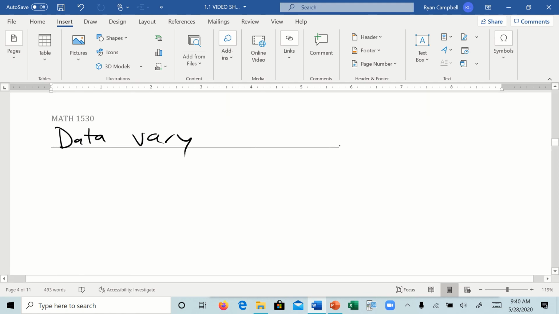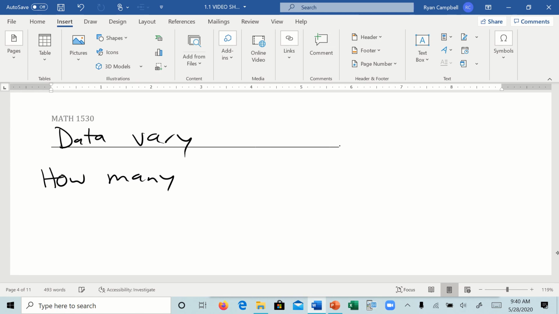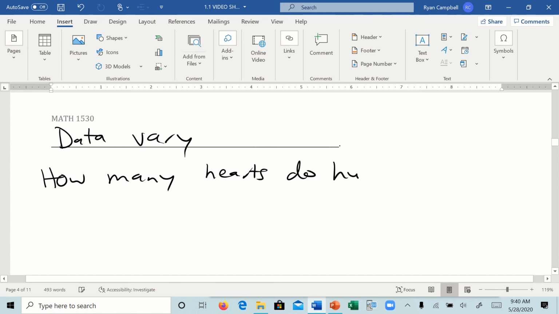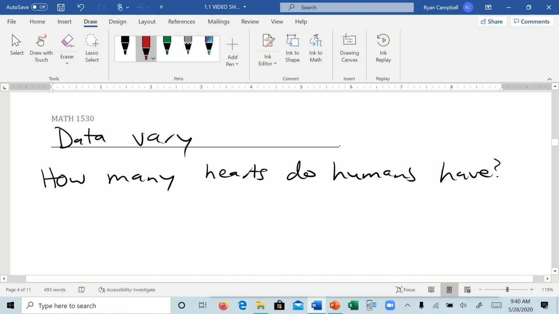So, you only do surveys on data that vary. For instance, would it be a very interesting study to try to answer the question, how many hearts do humans have? Would that be a very interesting study? No, right? Most humans have one heart. I mean, there might be an anomaly, right? But typically, that data is not going to vary. Everybody's going to have the same number. So that's going to be a very boring study, and we wouldn't want to do one on that.